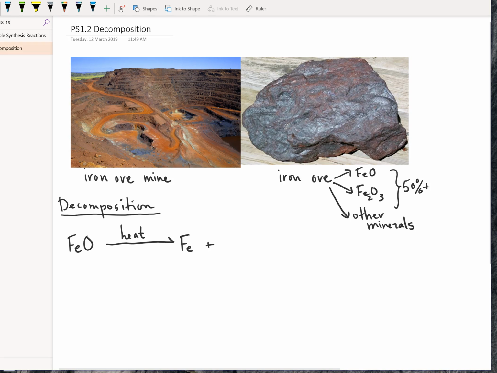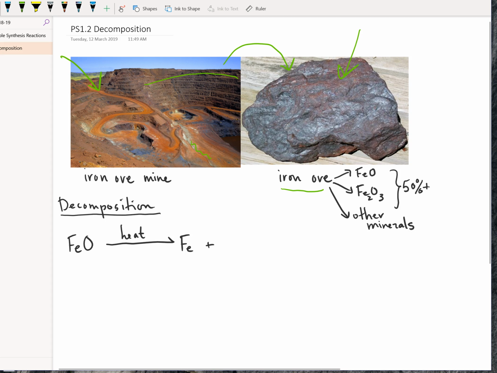So this is the opposite of synthesis reactions. What I have here is a little picture of an iron ore mine, and you can see all this brown rock. What that actually has in it is a lot of this brownish colored rock. That's called iron ore.